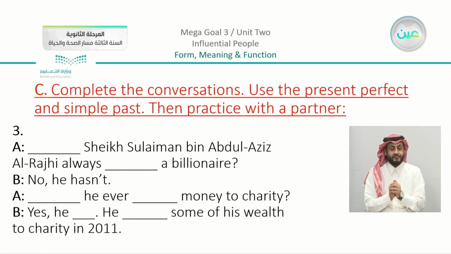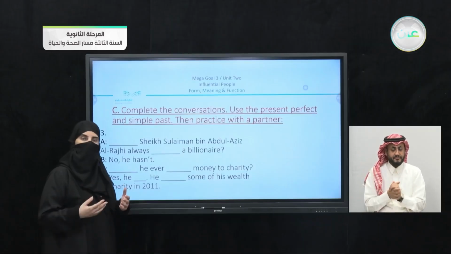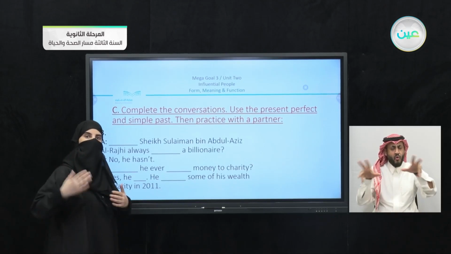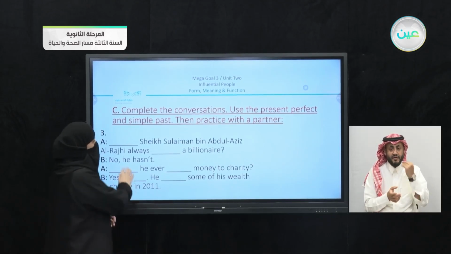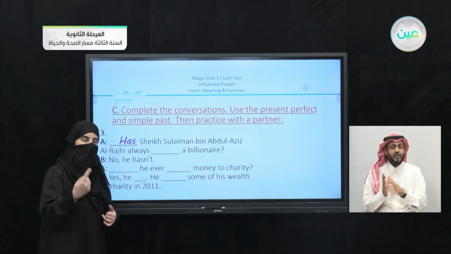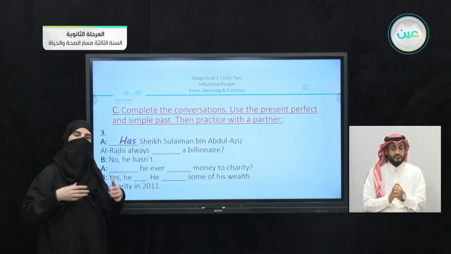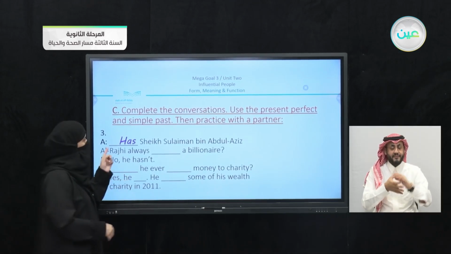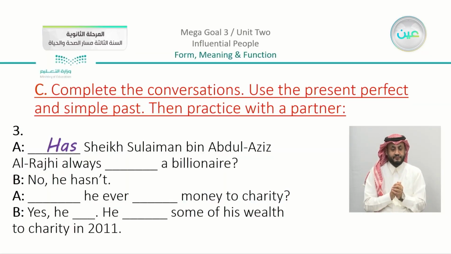Now we have blank, Sheikh Sulaiman bin Abdulaziz al-Rajhi, always blank a billionaire. This is a question. Now I'm talking about someone, a figure, from the past until his present history. So here I'm going to use "has." Now, number one, remember that we used "has" here because we're talking about one person. And the second thing, because we are linking between the past and the present. So we have here "has, Sheikh Sulaiman bin Abdulaziz al-Rajhi always," I need here a verb that is in the past participle. So it's going to be "been a billionaire."